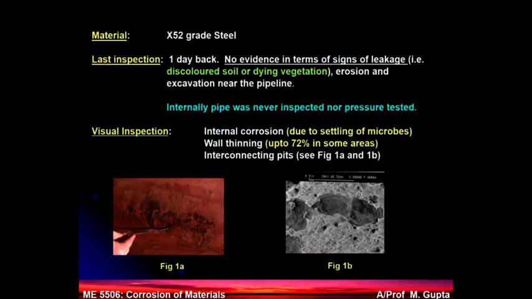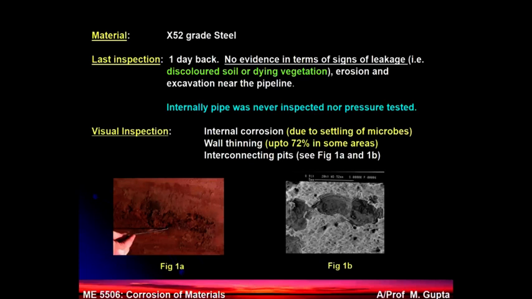It was made of steel. Most of the pipes are made of steel. And the last inspection was only 1 day back, and there were no signs of leakage. Because when oil or gas leaks, it will make the soil wet with some kind of colorless substance, and it can poison the environment, so the vegetation will die. So there are some telltale signs if leakage is happening over time. So it was not happening.